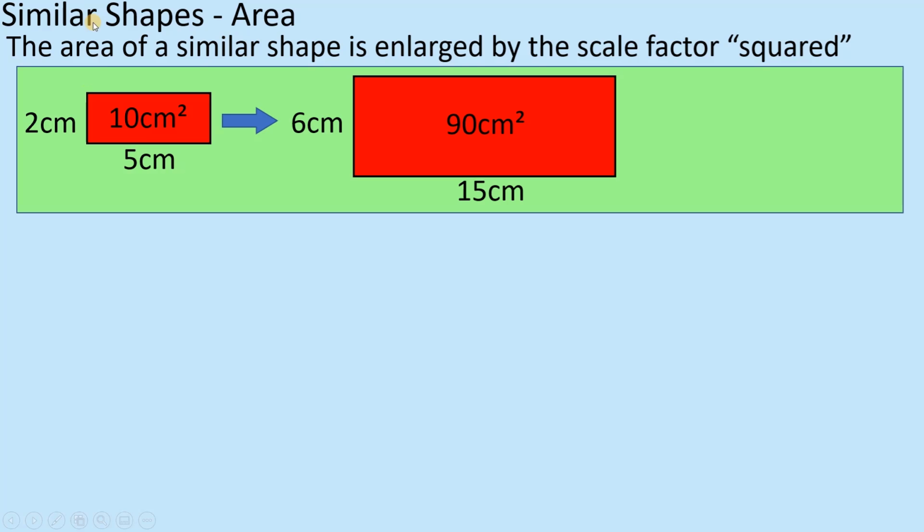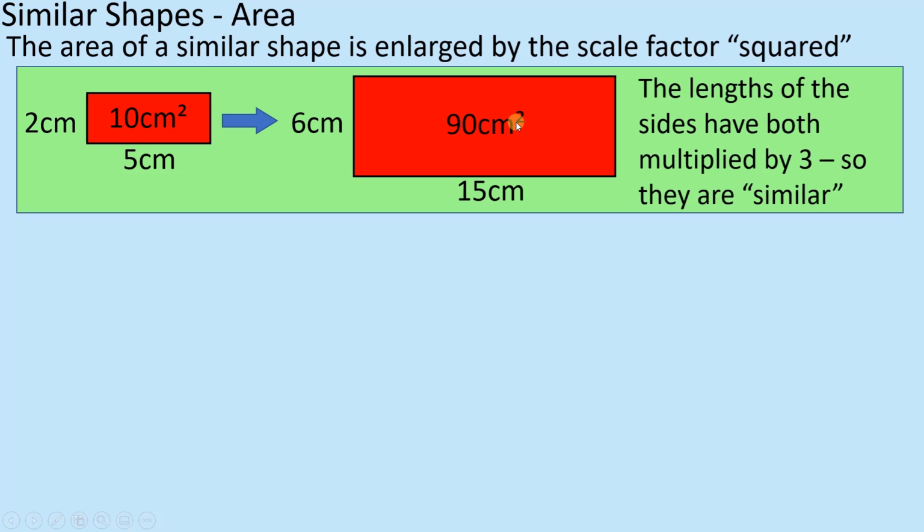But what you'll notice is the area of this one, 2 times 5 is 10. And then when we do 6 times 15, well, that's going to give us 90. So you can see that the scale factor of the area isn't just times by 3, which is the same for the sides. This is times by 9, which is 3 squared. All right, so that's what we're thinking of. So it's going to be 3 squared. So the scale factor is 9. So that's something to watch out for when we're thinking about area of similar shapes.